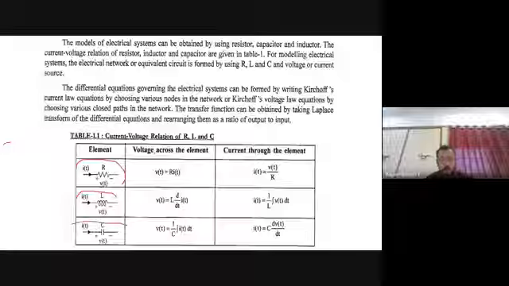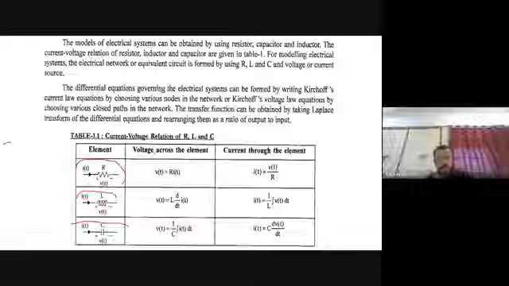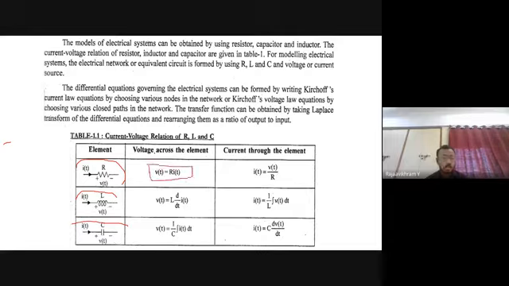So the first column is the relation between the voltage and the elements of the system, and the third column represents the relation between the current and the element. So you see that the first one, voltage across the element: you know that V of t equals R into I of t. Next, for inductance, V of t is equal to L into dI of t by dt, and for capacitance, 1 by C integral of I of t into dt.